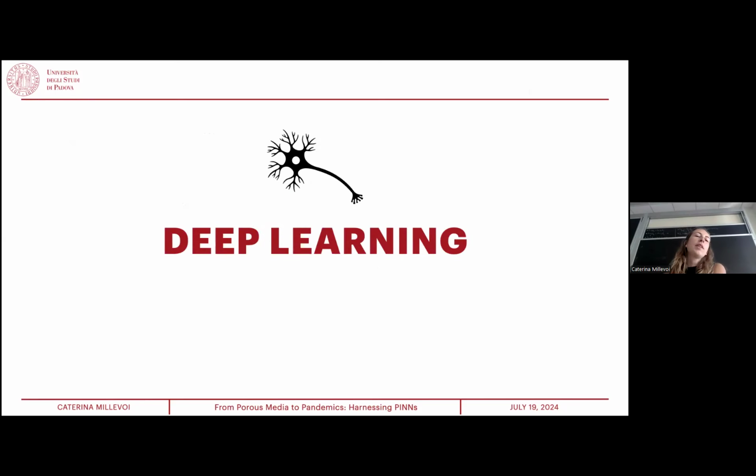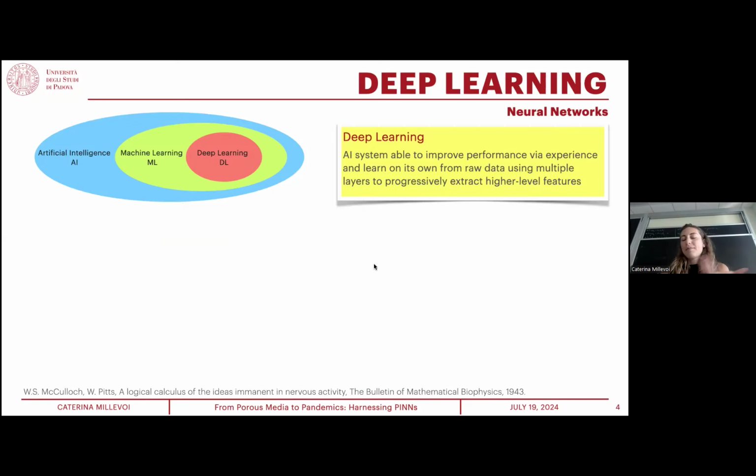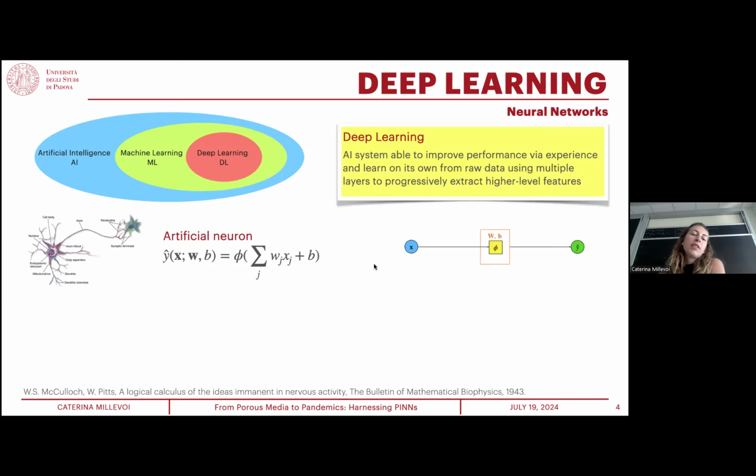So what is deep learning? As almost everyone knows, deep learning is a subfield of artificial intelligence that contains all those models that are able to learn on their own from available data, performing progressive extraction from this data. The core of deep learning is the artificial neuron, which aims at simulating the behavior of the biological neuron that receives signals, elaborates them, and sends them to the following neuron. The artificial neuron does the same.